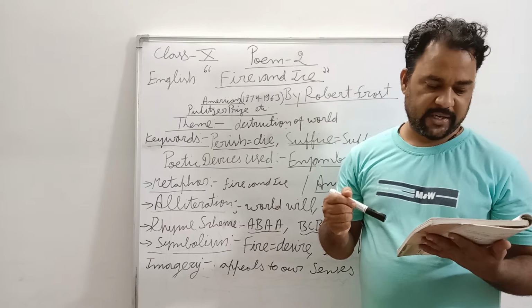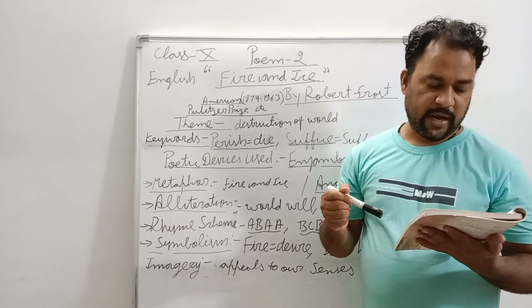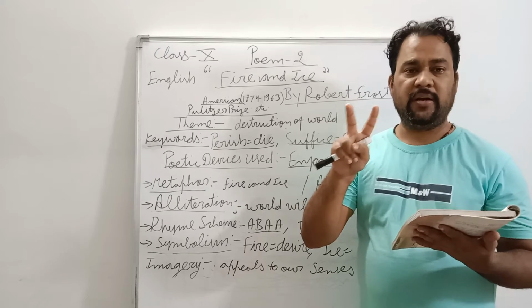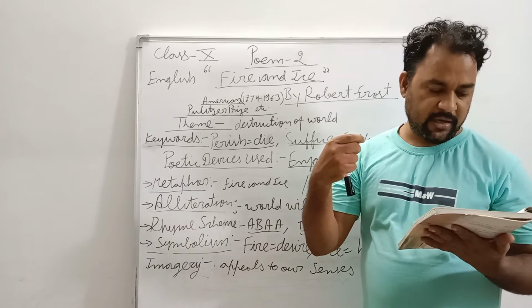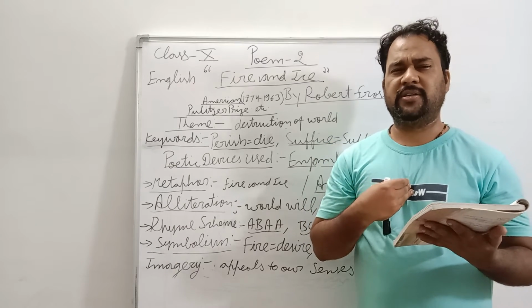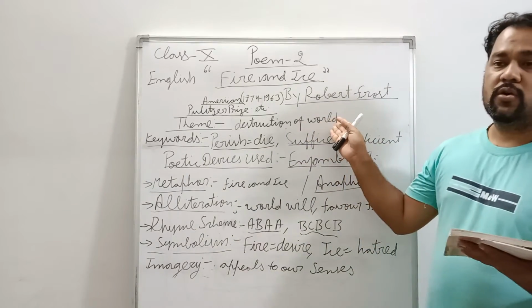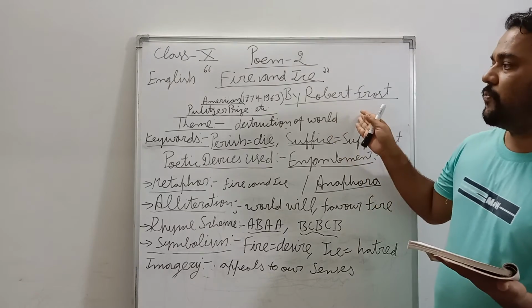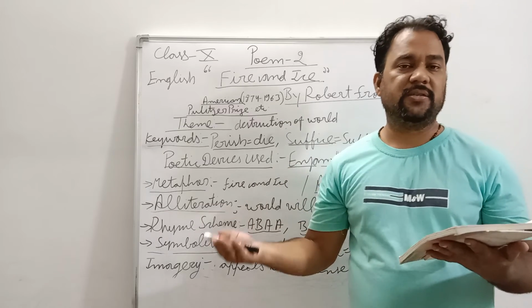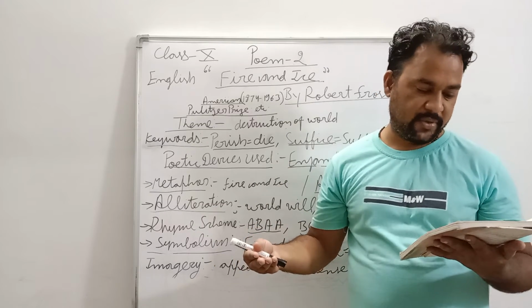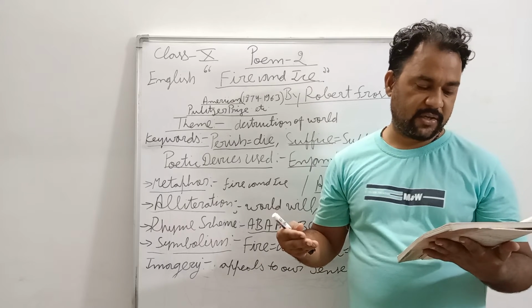Now let's move on to the second stanza. The poet says, "But if it had to perish twice," that is, if there is any other alternative for the world to end, "I think I know enough of hate." The poet says that hate, or coldness, cold behavior, indifference to each other, is available in plenty on the earth. That can be the cause of the end of the earth. To say that for destruction ice is also great.